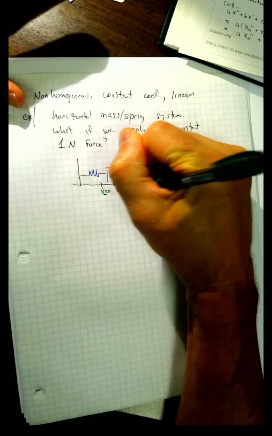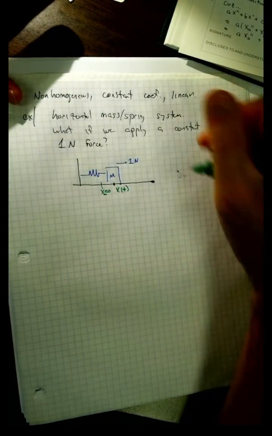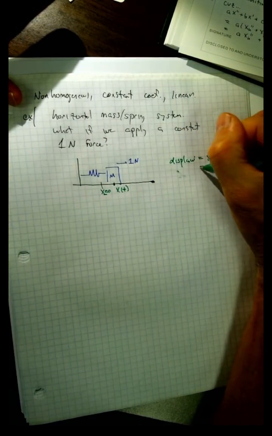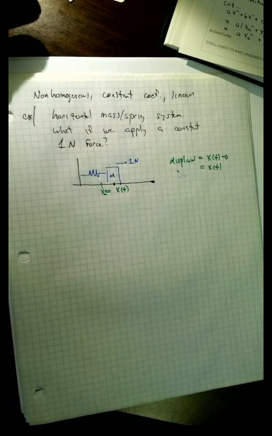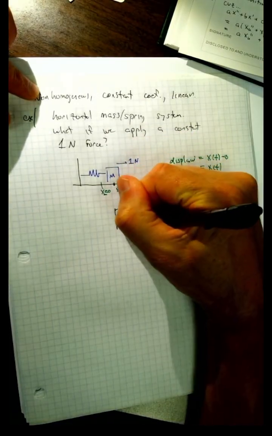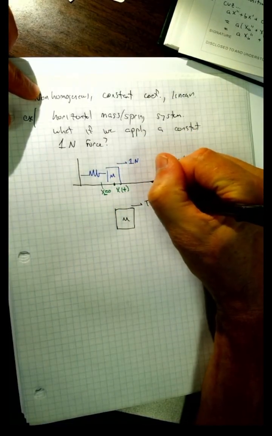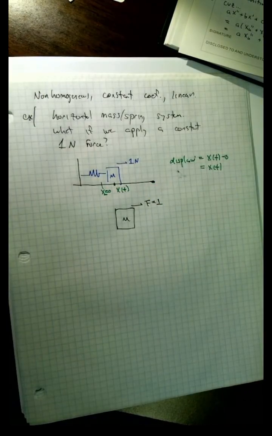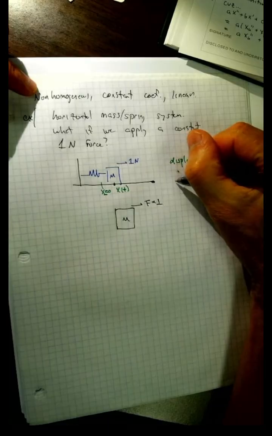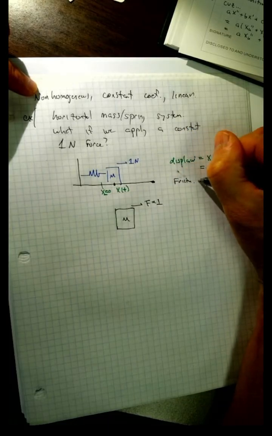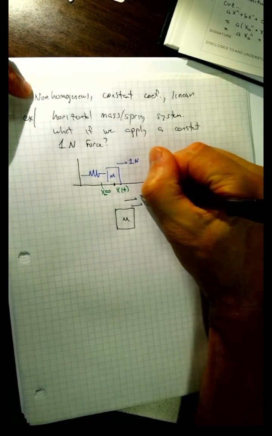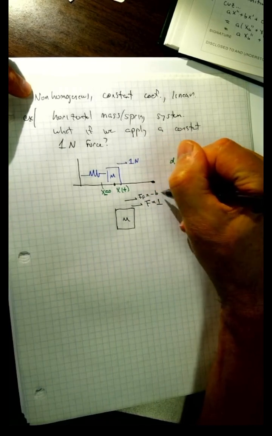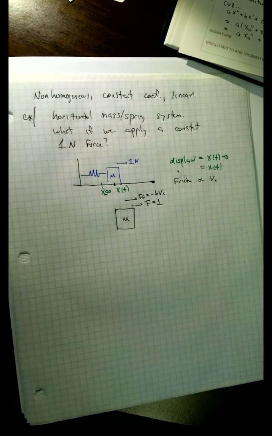At any given time, we're going to call the position x of t. So the displacement is going to be x of t minus 0, or just x of t. And that's going to be important in terms of finding the spring force. So for our free body diagram, we have our mass, we have a force of 1 Newton. And I forgot to add, there's another force due to friction. And we're going to assume that that's proportional to the velocity. So that means we have a force of friction that's going to be equal to minus b times the velocity.